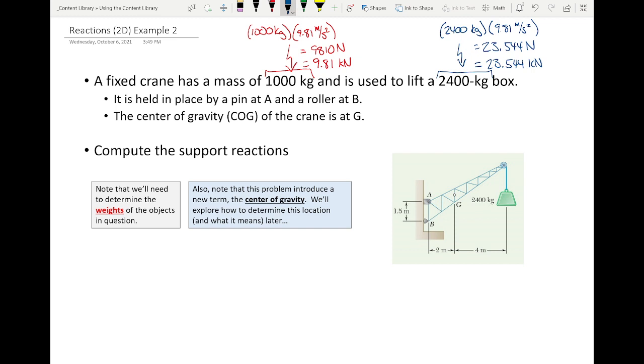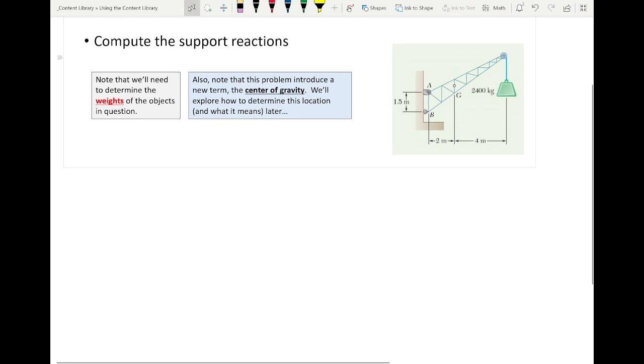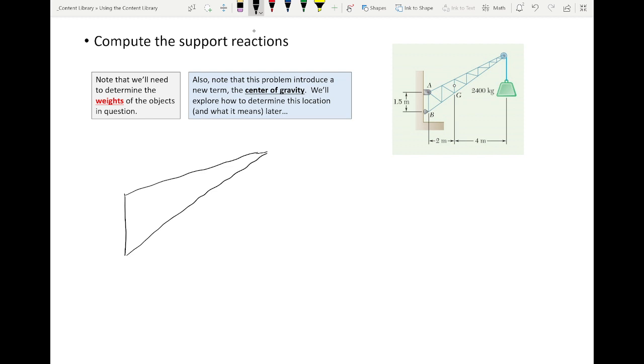So from a free body diagram perspective, this problem might look a little weirder. It's really not, okay? First off, here's the crane. We'll draw it sort of like this. So this force right here is 23.544 kilonewtons. And then there is a force that's like right here, that's 9.81 kilonewtons.